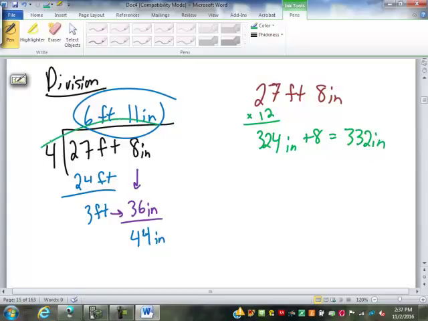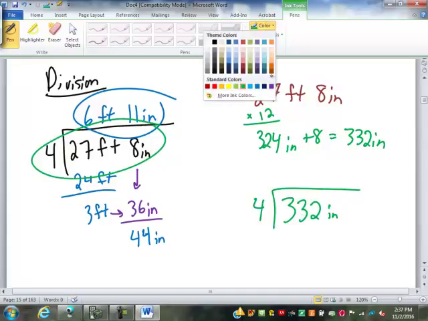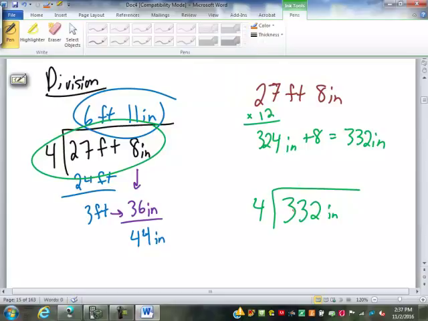So this is going to become 332 inches divided by 4. Well, 4 does not go into 3, so leave it blank above the 3. 4 goes into 33, 8 times. 8 times 4 is 32 with 1 left over. Bring down the 2. 4 goes into 12, 3 times. 3 times 4 is 12. There's nothing left over. So we've got 83 inches is our result there.